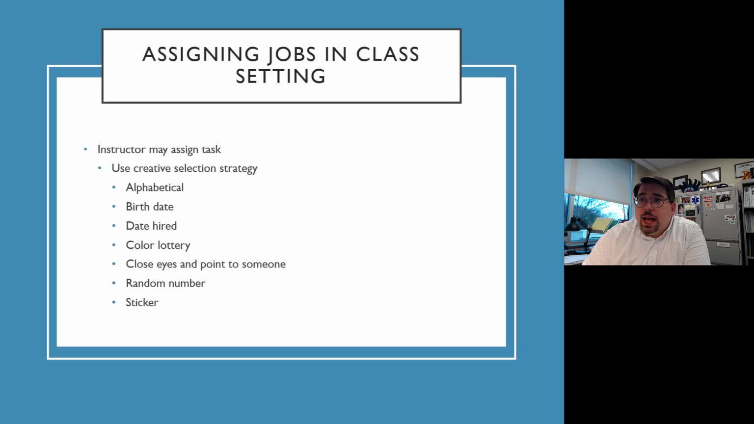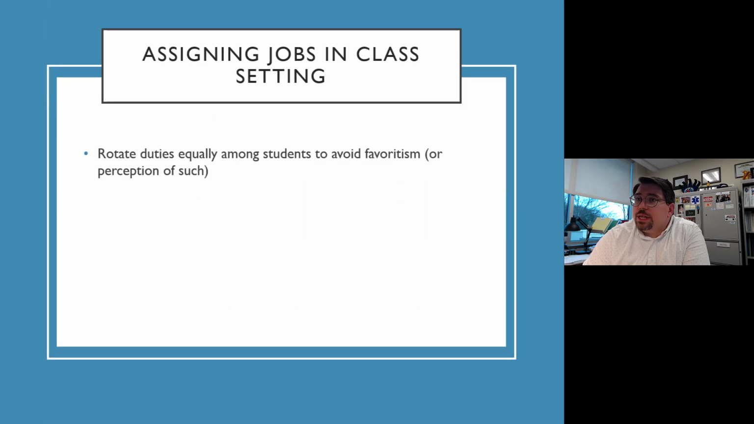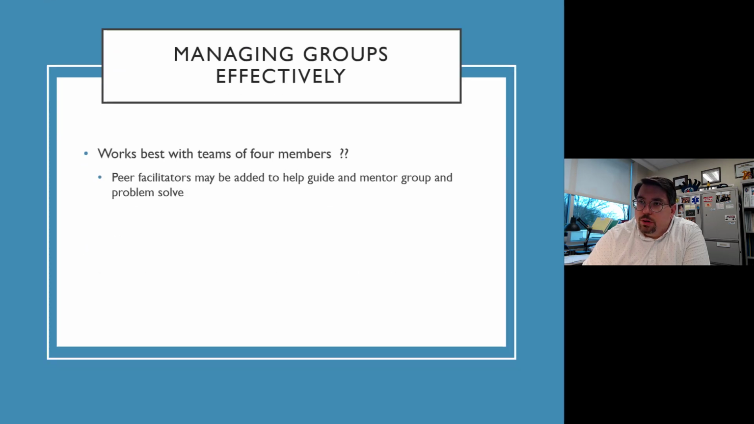Instructor may assign tasks, right? So maybe you're going to assign tasks based on alphabetical order, date of hire, birth date, lottery, I mean, you name it, right? It could be any number of things that you use to randomize some of those aspects. When we do certain things in class, make sure that everyone gets a fair shake at it, right? Don't have favoritism towards one student or another. Rotate through all of those.